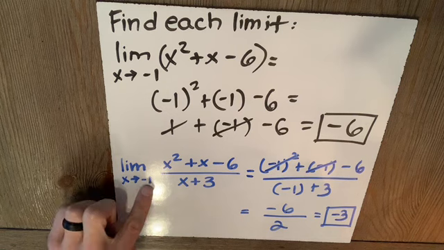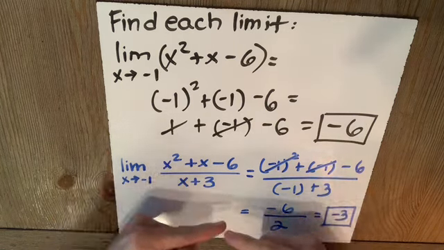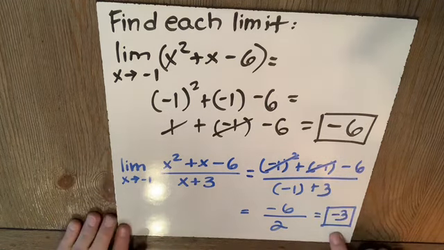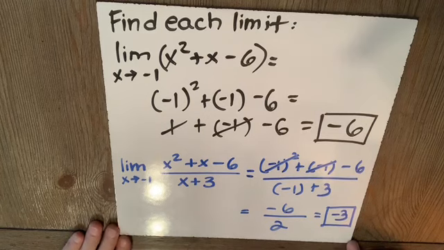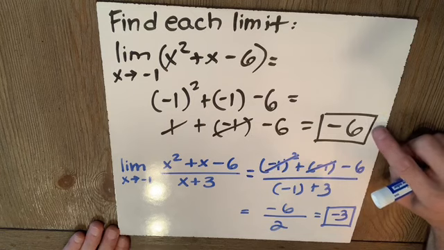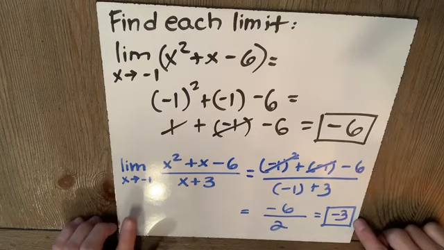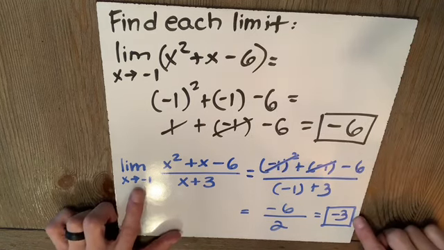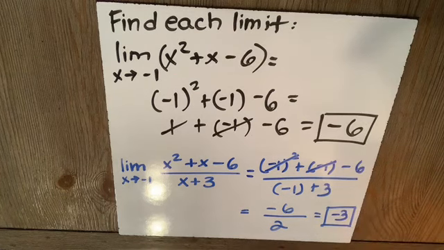If I did this graphically, I would see that as I squeeze in on negative 1, the y is trending towards negative 3. Does the limit exist? Yes, it's negative 6. Is it reached? Yes, because I know I'd have a point there. Does the limit exist? Yes, it's negative 3. Is it reached? Yes, also negative 3 because I don't have a hole there.